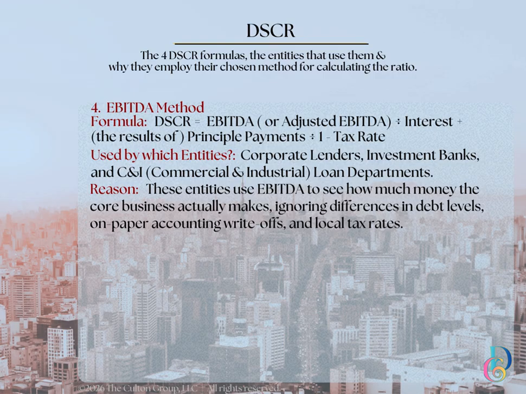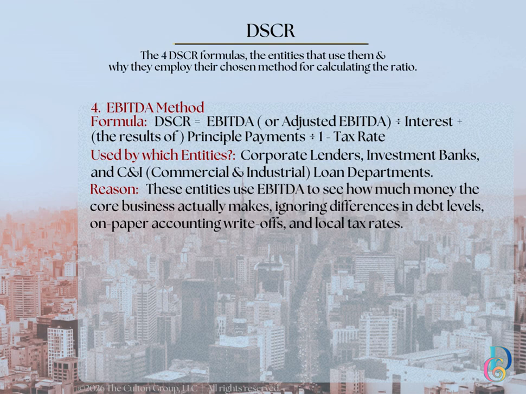Okay, the formula is DSCR equals EBITDA, or the adjusted EBITDA, divided by interest plus the results of principal payments divided by 1 minus the tax rate. And that's just written out. You should see it for real, which you will later. It's a very interesting formula. I saw that the first time. It's like, what the heck? Okay. Somebody please explain this to me.